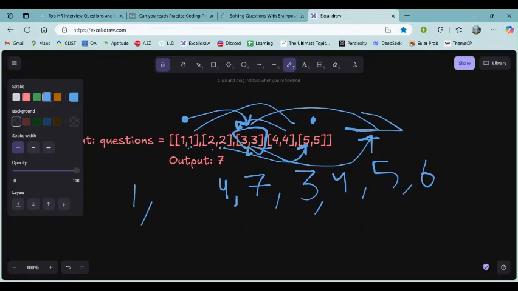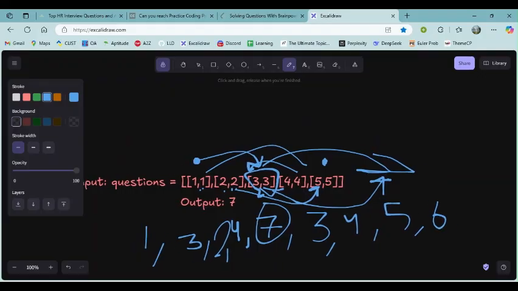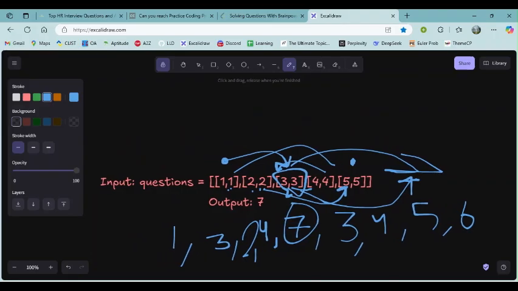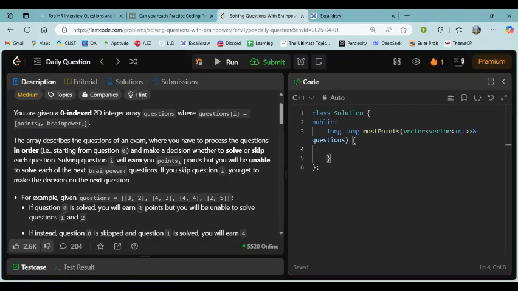Okay, this is all the possible, and so 1 will also be possible, like we can solve only this problem, or solve only 3 2, but among all the sums, the maximum sum will be 7. So this is the output. Let's try to code it. Hope you understand this. This is a simple knapsack DP based pattern problem. I hope you are able to find the pattern in this problem.